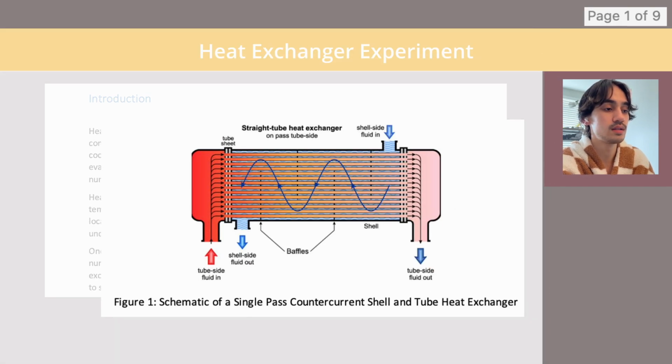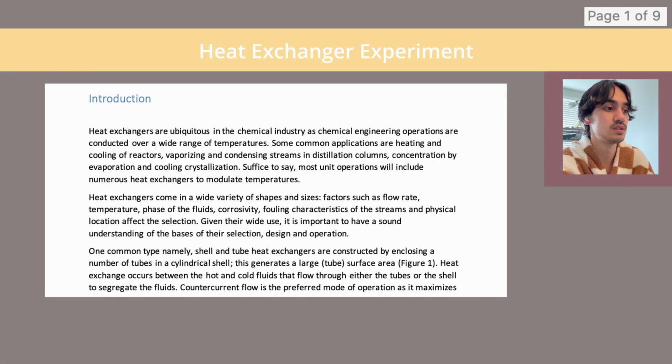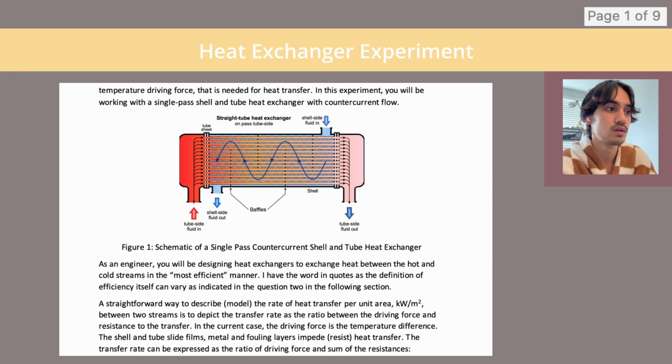Heat exchange occurs between the hot and cold fluids that flow through either the tubes or the shell, which segregates the fluids. Countercurrent flow is the preferred mode of operation, as it maximizes the temperature driving force needed for heat transfer. So in this experiment, you will be working with a single pass shell and tube heat exchanger with countercurrent flow.